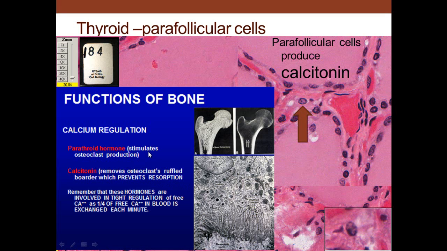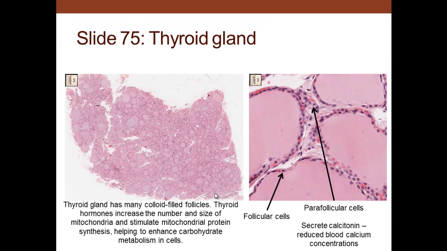In contrast, we'll learn in a minute that parathyroid hormone stimulates osteoclasts. Osteoclasts break down bone, so you have elevated concentrations of calcium in the blood. So here we see the thyroid gland with the parafollicular cells and follicular cells. The thyroid has many colloid-filled follicles. So these are the different follicles that we see there.